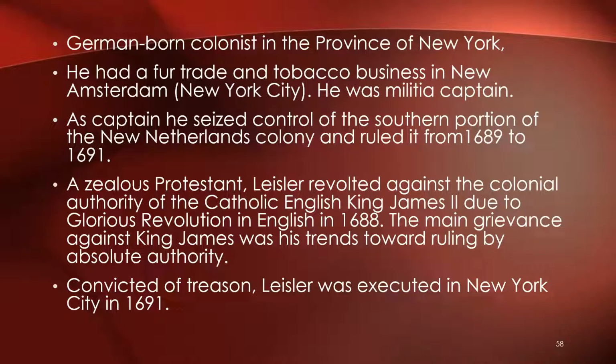Leisler's main grievance against King James was his trend toward ruling with absolute authority. And so Leisler got into a lot of trouble with the authorities. He was finally convicted of treason and was executed in New York City in 1691.